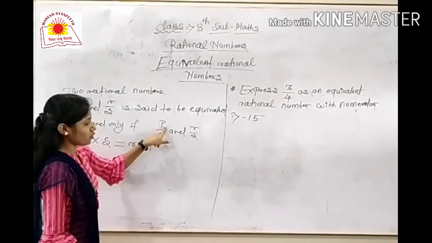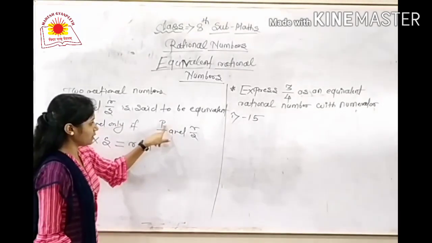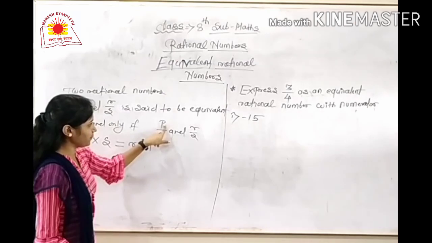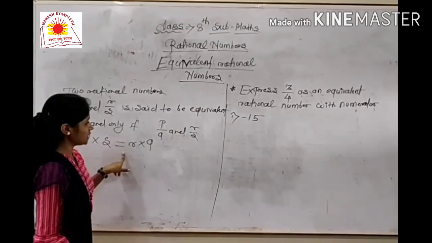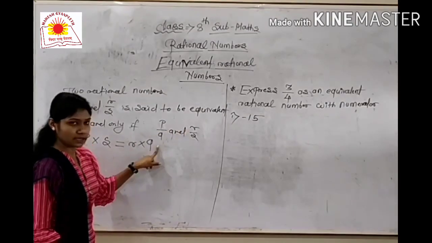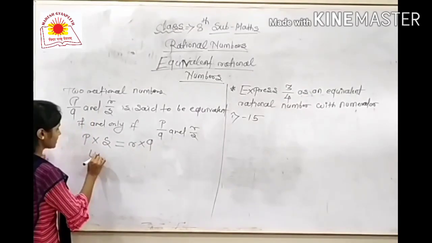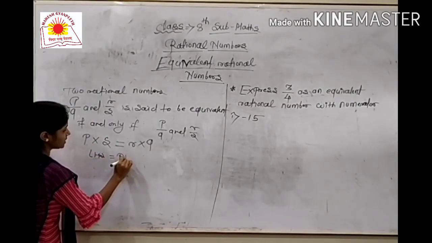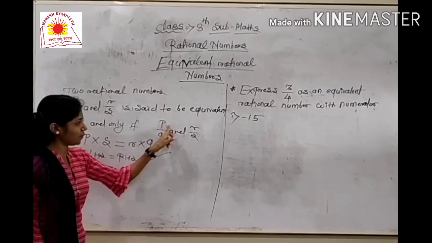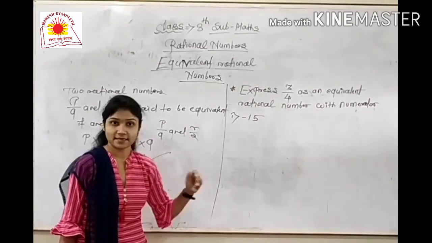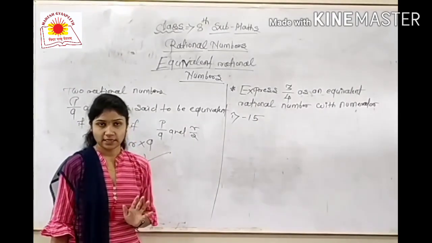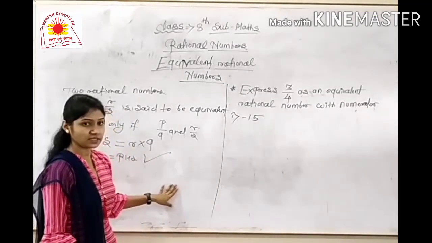Then we have to cross multiply. How to multiply? p multiplied by s is equal to r multiplied by q. When you get LHS equal to RHS, then you have to say that p upon q and r upon s are equivalent. This type of thing you have to show.